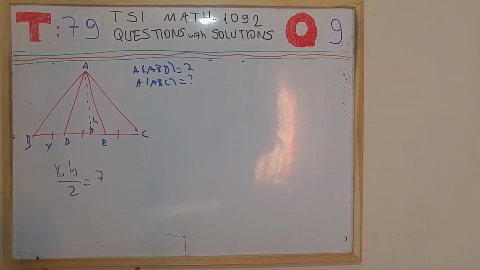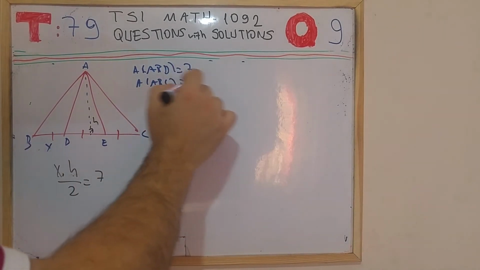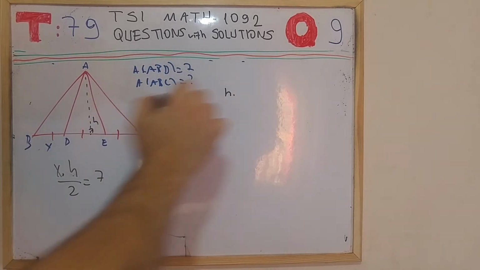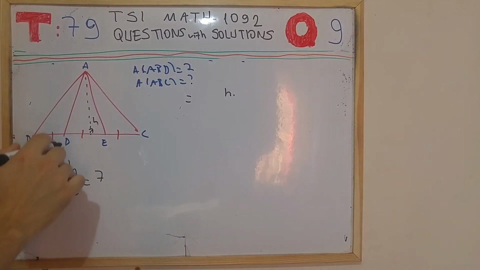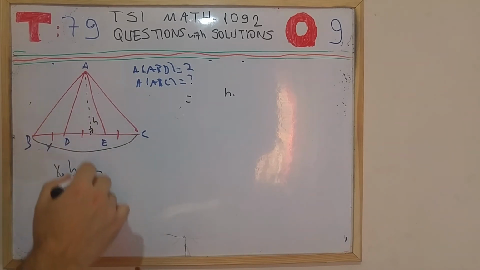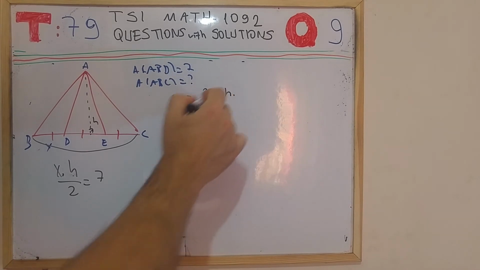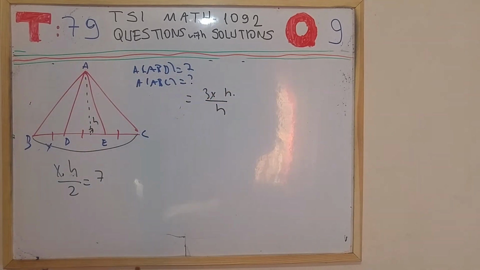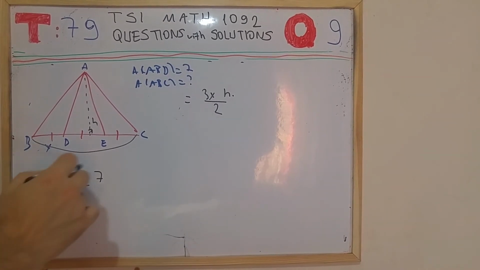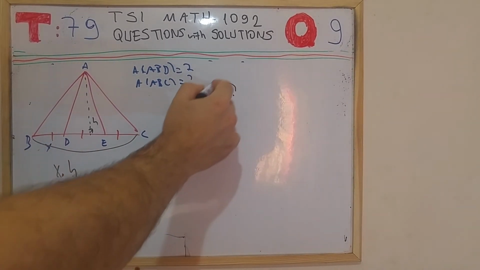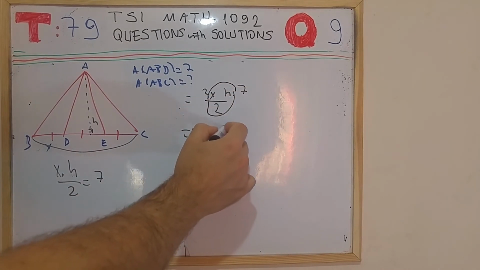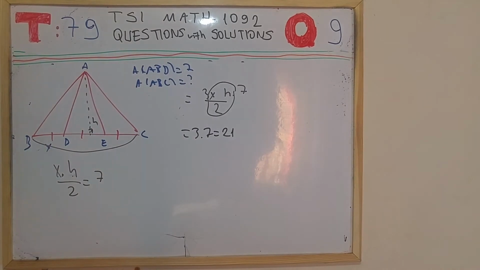What we are looking for actually is the area of ABC, which is equal to this height again times, since BD is equal to DE, which is equal to EC, the base of this triangle is actually basically 3x. So the area is 3x times h over 2. And I already know that x times h over 2 is equal to 7. When I replace this value by 7, the result comes out to be 21.